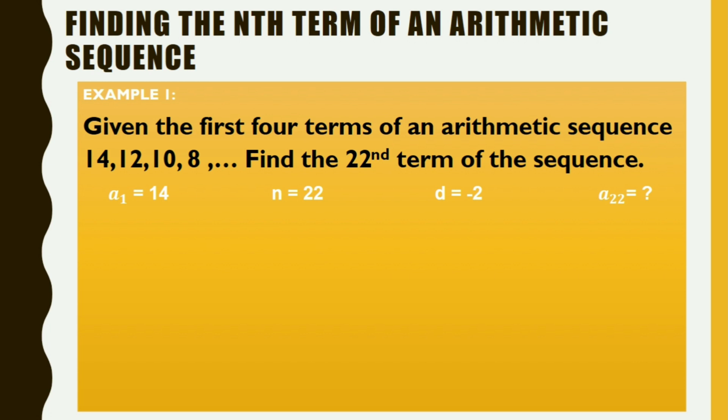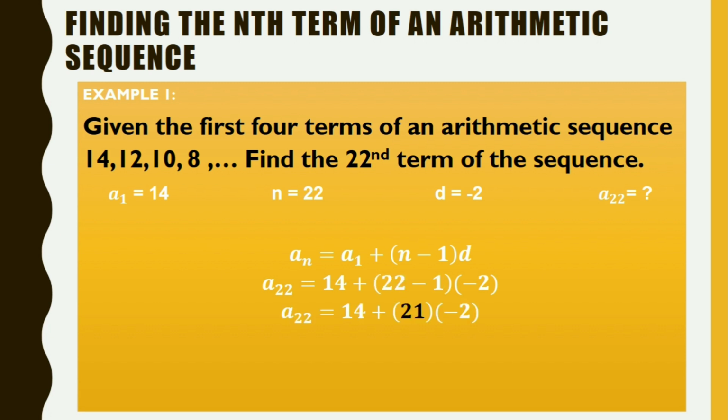And we are looking for a sub 22 or the 22nd term of the sequence. You will write the formula a sub n is equal to a sub 1 plus quantity n minus 1 times the common difference. Therefore, a sub 22 is equal to 14 plus 22 minus 1 times negative 2. You will just substitute the given to the formula. Okay. So first, the 1 in parentheses, 22 minus 1.